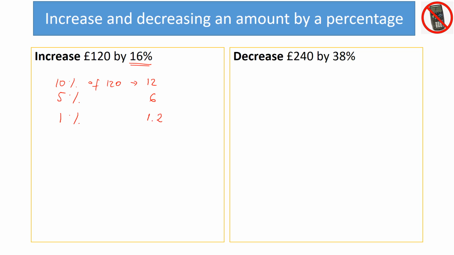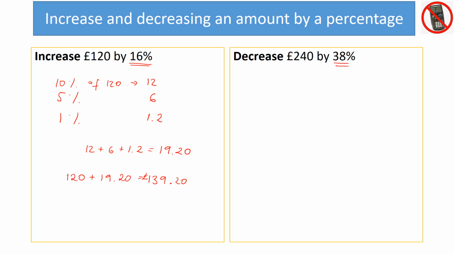So now I need to add all of those numbers. Okay, so that's 12 plus 6 plus 1.2, and that is 19.2. Now because it's money, that's 19.20. Now remember we need to add the value to the original one, so that's 120 plus 19.20, which is 139.20 pounds.